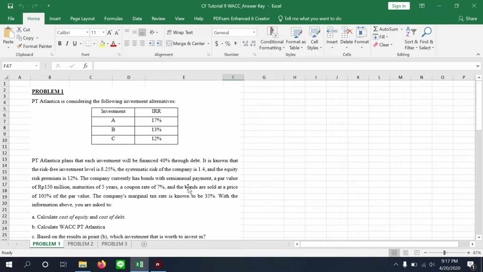So today's tutorial will be discussing weighted average cost of capital, one of the most important terms in corporate finance. I can assure you, you will be using this for almost all of the finance subjects.